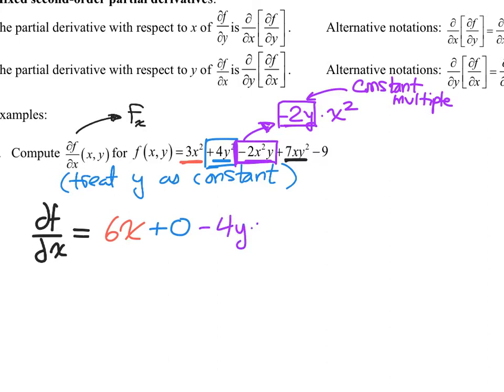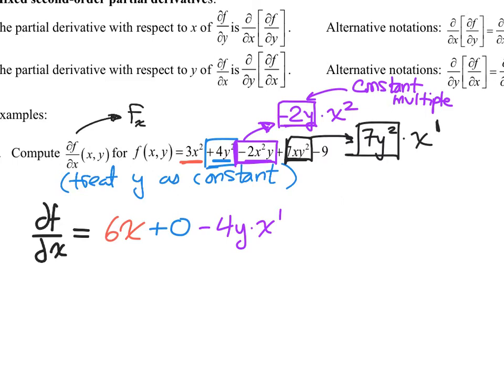Reduce the power of x by 1, so times x to the first power. Do the same thing for the next piece, 7xy squared. We could think of that as 7y squared times x. That x has an understood power of 1. Power multiplied by coefficient, because again, that's 7y squared.